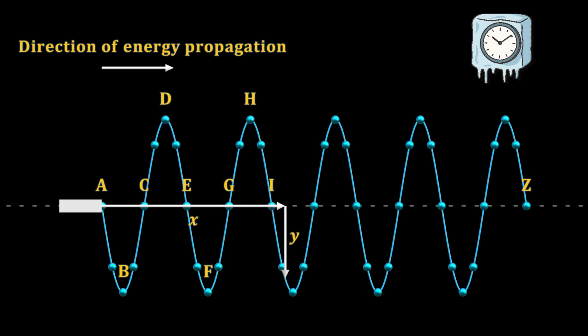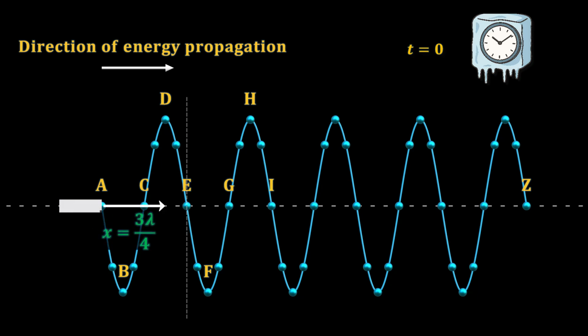Let us call this instant t equals 0. What we see is that at x equals lambda, which corresponds to the particle at point E, we have y equals 0. And for x equals 3 lambda over 4, which is for the particle at point D, we have y equals y naught, where y naught is the amplitude.